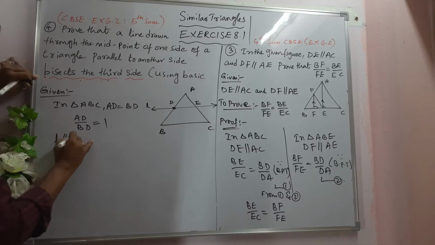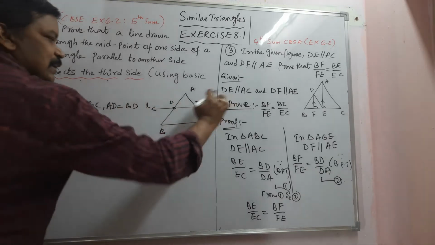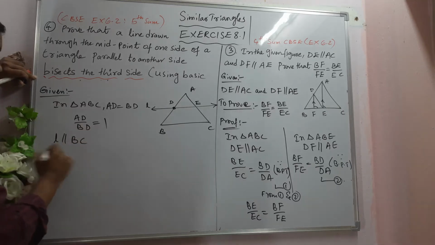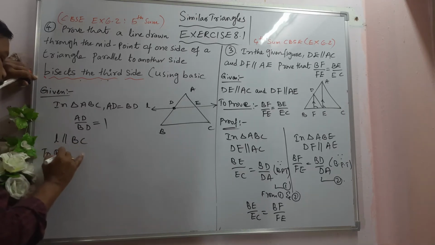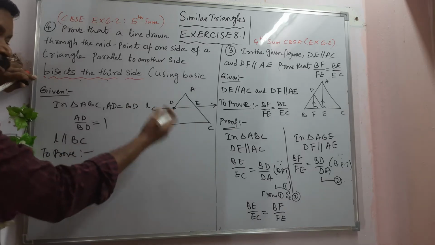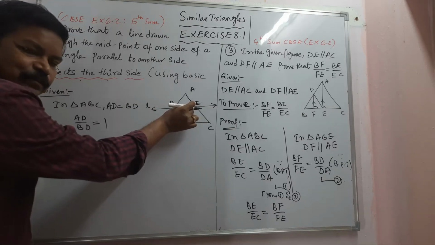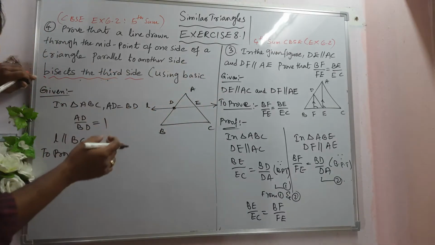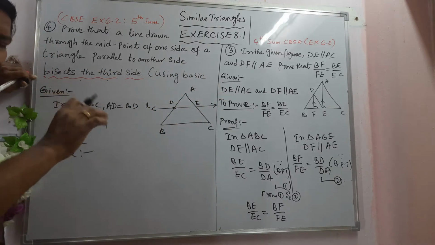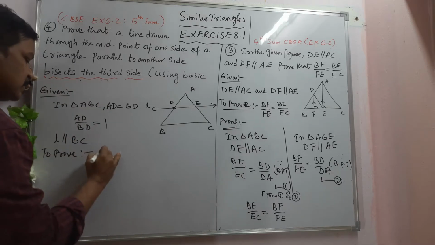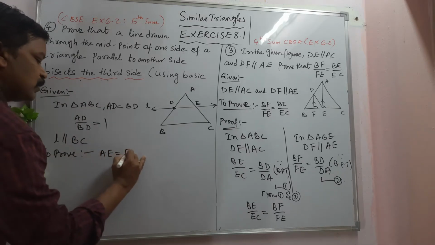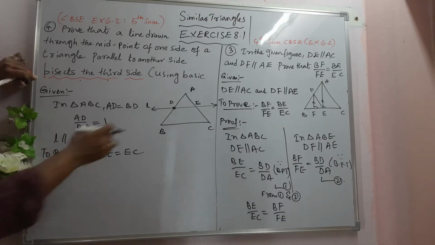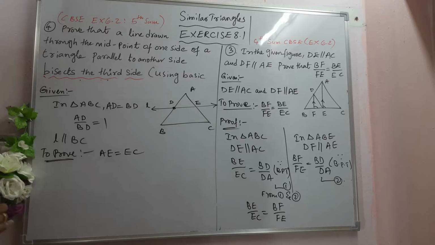And one more thing given here: this L is parallel to BC. This is also given. Now what we have to prove here? To prove, my dear students, this line divides, that means bisects, the third side. Bisecting means it divides it into two equal parts. That means AE is equal to EC. This is to be proved. That means E is the midpoint of AC.